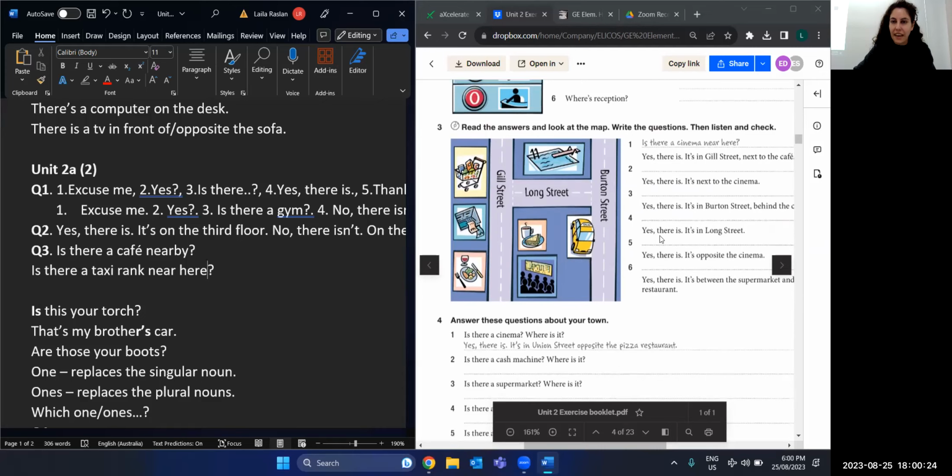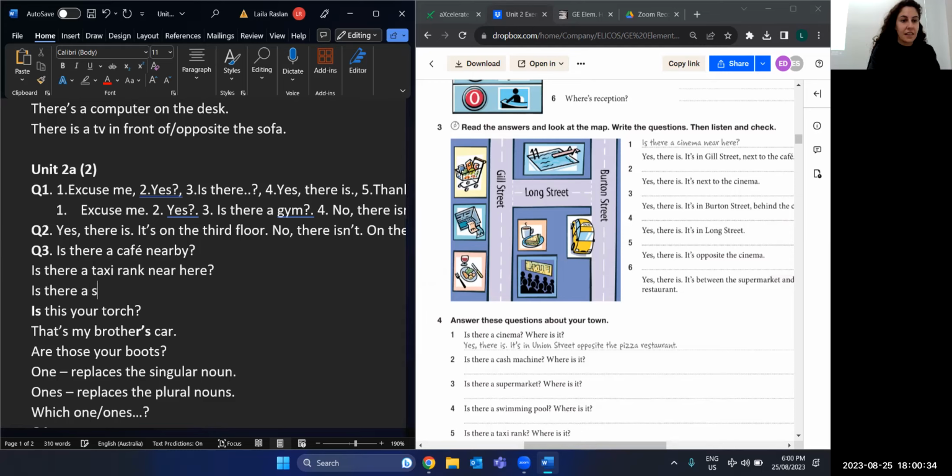Number 4, if the answer is yes, there is, it's on Long Street. So is there, yeah, a swimming center? We might say swimming center, more common. Is there a swimming center near here?